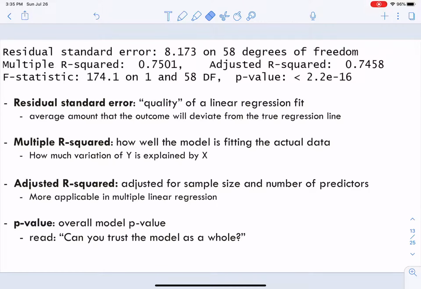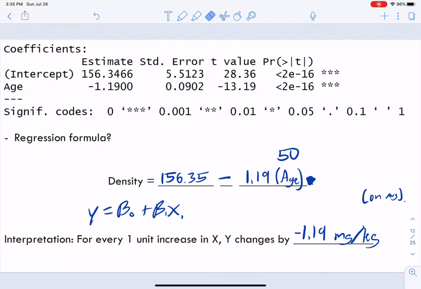All right, welcome back. So in the last video, we were just talking about the general anatomy of these coefficient estimates, and what they tell us. We were able to extract these values and put them into something that makes a little more sense as far as the equation of a line. Based on the data that we have here, we're able to say that there is a negative relationship between age and density. As age increases, muscle density will decrease on average by 1.19. So that's pretty much that.